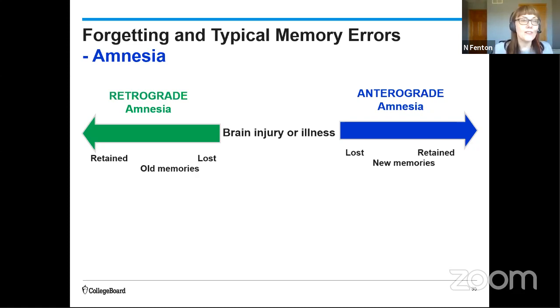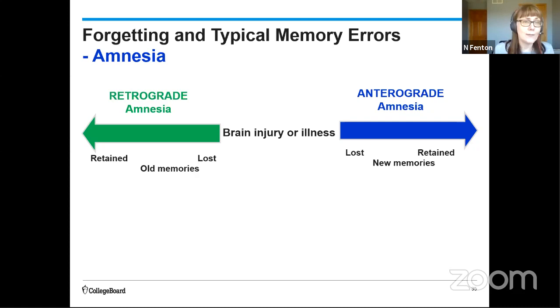And both of these can vary. There could be an injury and there's a retrograde amnesia, but it's only for a few minutes, right? If it's a very serious injury, it might be weeks or months or years that are lost. And it's the same with anterograde. It could be just a loss of memory for a few minutes after the injury or illness, or it could be very lengthy, right?